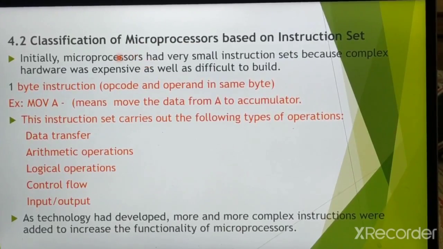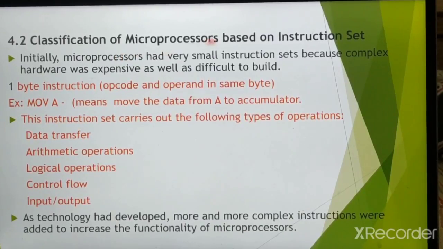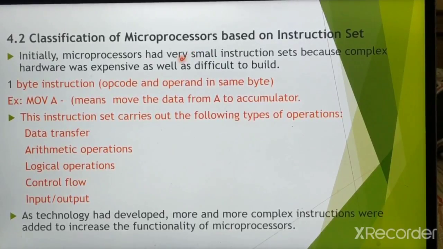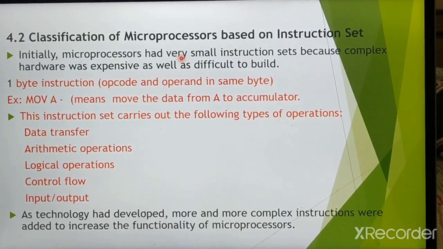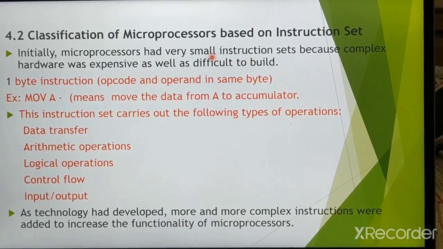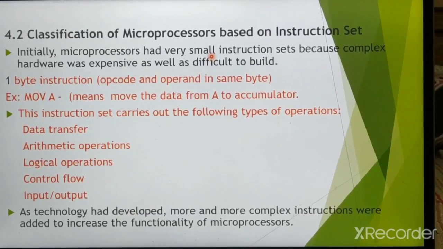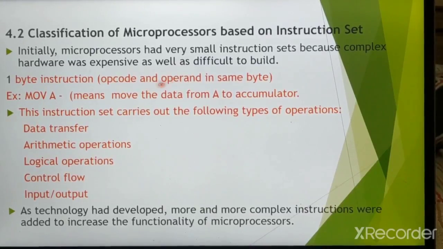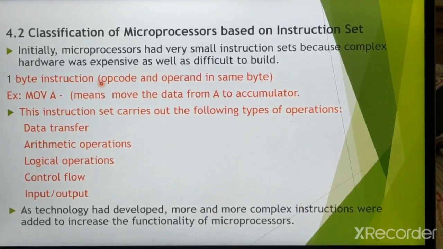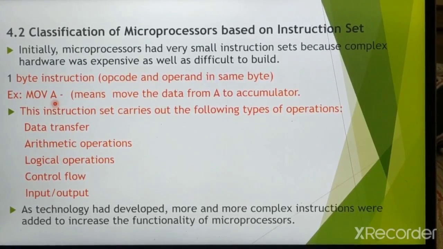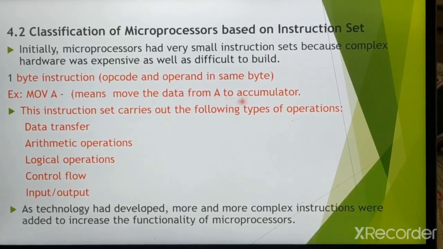Next, we can see how to classify the microprocessor based on instruction set. Instruction means commands which are given to the computer to perform various operations. The initial stage of microprocessor is constructed with a very small set of instructions. Each instruction has 2 parts: one is opcode and another one is operand. In a 1 byte instruction we have only opcode. There is no operand. Here is a simple example, move A. Here we have only opcode, with no operand, which means move the data from A to accumulator.